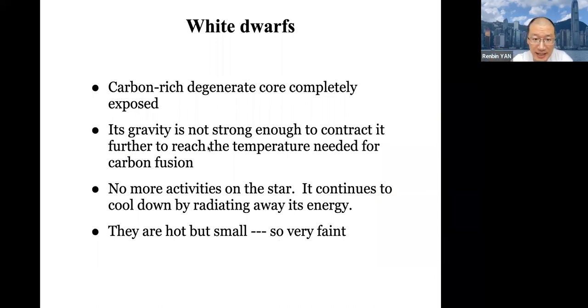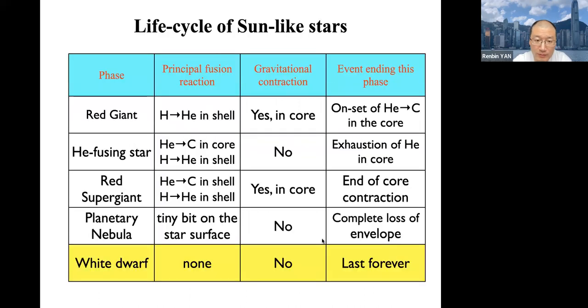So here is a text description. Its gravity is not strong enough to contract it further to reach the temperature needed for carbon fusion. No more activities on the star. It just continues to cool down by radiating away the energy. The star is hot, but very, very small, so it is very, very faint. Its luminosity is way lower than before.